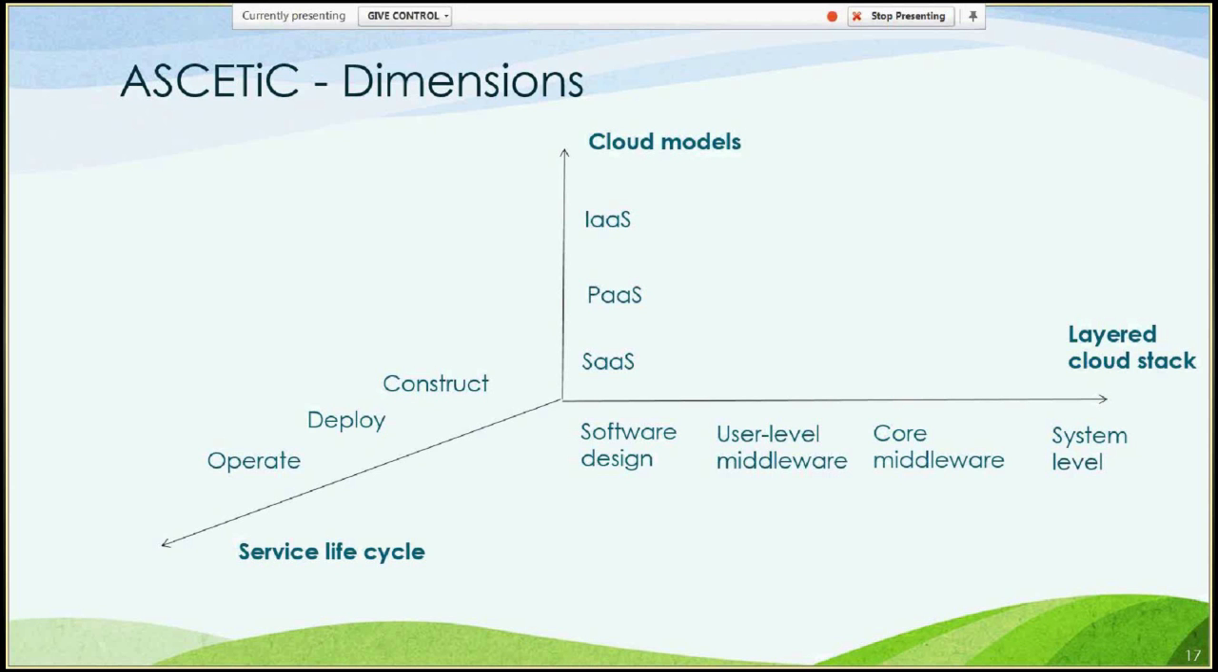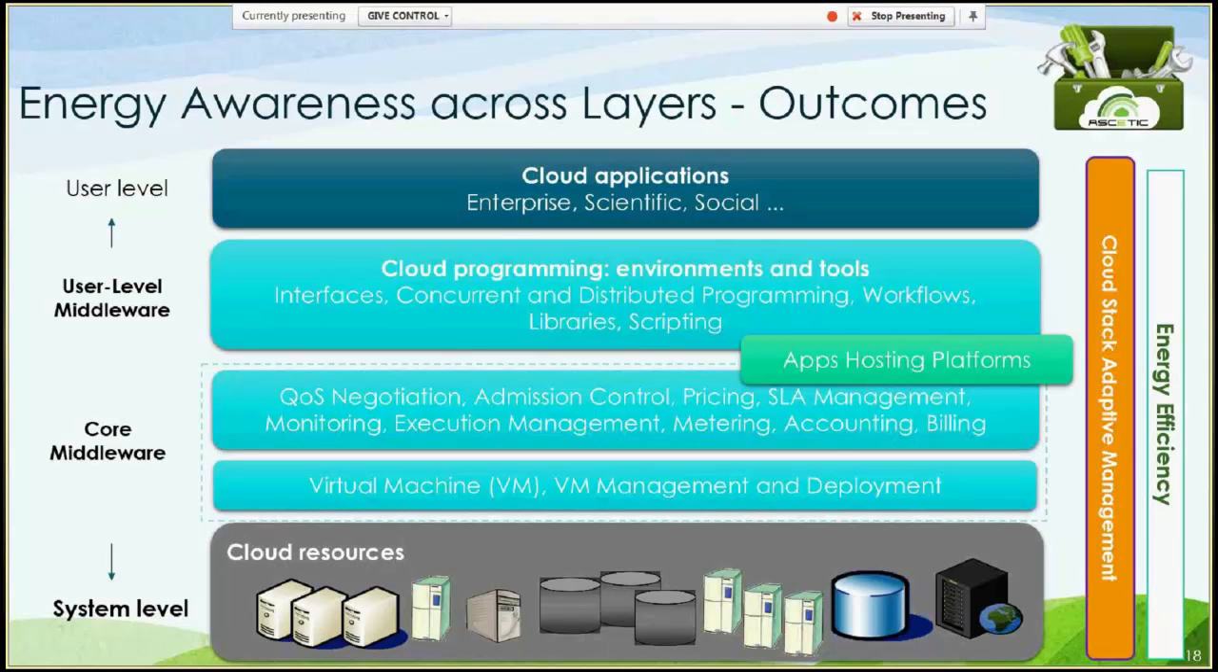And again, you could see how complex supporting energy efficiency across all these layers can actually be, because you will need to identify the missing functionalities here and there to make that happen. So, what would be the actual outcomes if we take the layered architecture, the three models, and the service construction, deployment, and operation as part of the service lifecycle?